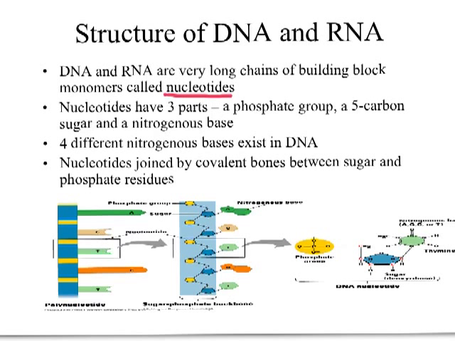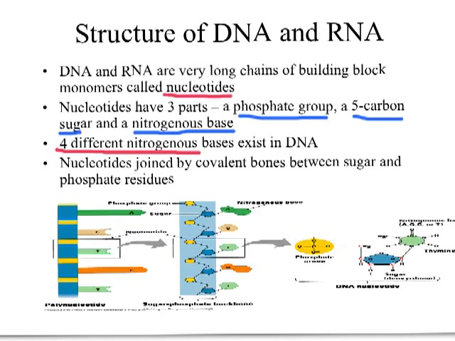Okay, the nucleotides are going to have three parts. We've got a phosphate group, a 5-carbon sugar, and a nitrogenous base. We're going to see that the 5-carbon sugar is one of the things that's going to be different between DNA and RNA. DNA has a sugar called deoxyribose, and RNA is made up of the sugar ribose. And deoxyribose just means that we are missing an oxygen from that sugar. Okay, so there are 4 different nitrogenous bases that exist in DNA.